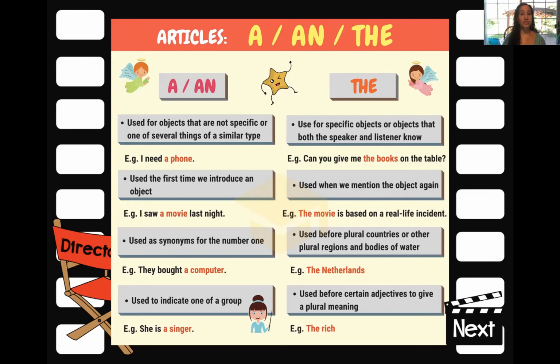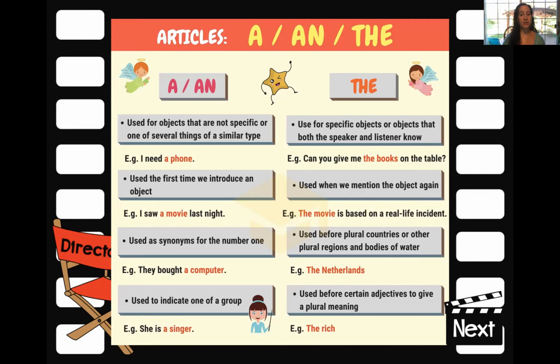Now we use the definite article the. For example, can you give me the books on the table? Okay, so we use it for specific objects or objects that both the speaker and listener know. So I know the book is on the table and you know the book is on the table. So we have to use the book.